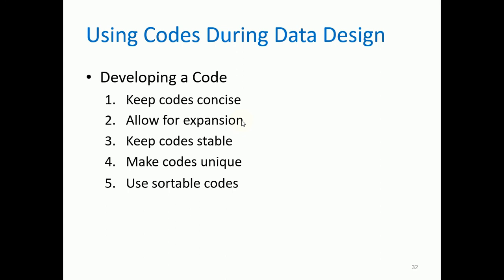Next, make codes unique, of course. For example, HW. Does HW stand for hardware or houseware? You must have a unique code, whether your item is houseware or hardware or anything, so as not to confuse the coding. And then number five is use sortable codes, because if your codes are sortable, it's easier to find and index.